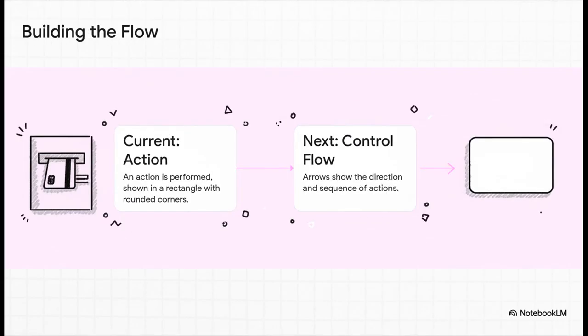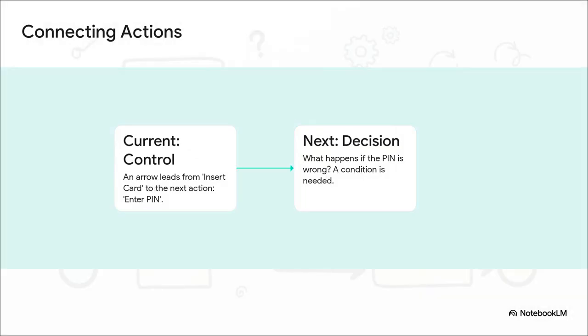So from that starting point, the process flows into our first action. These are the actual steps, the things that happen, and we draw them as rectangles with rounded corners. For our ATM, the very first action is, of course, insert card. And how do we connect these actions? Simple, with control flow arrows. They just show the sequence, the direction of travel. So after you insert the card, the next logical step is to enter PIN. See? We're already building a really clear step-by-step path.